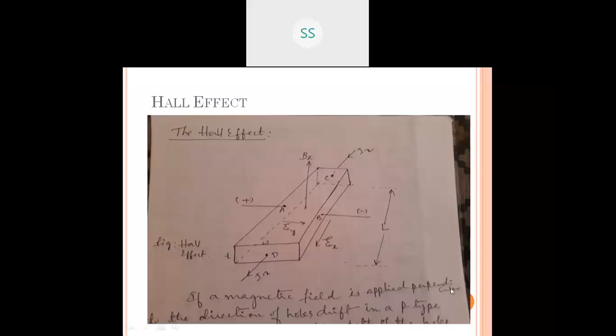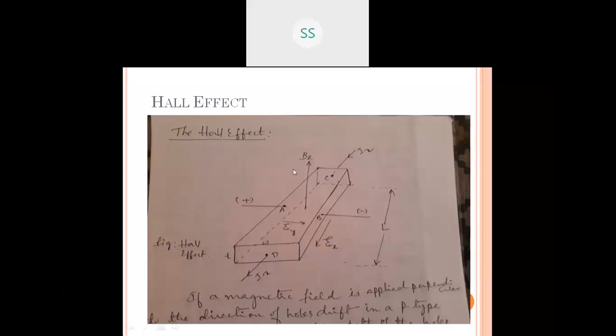So if a magnetic field is applied perpendicular to the direction of the hole drift, in case of a p-type semiconductor bar as shown in the particular picture, then we are going to define what is this Hall effect. Now you should remember that it is a p-type semiconductor bar and a magnetic field is applied perpendicular to that particular bar or the path of the holes. The Bz is perpendicular to the path of the holes.